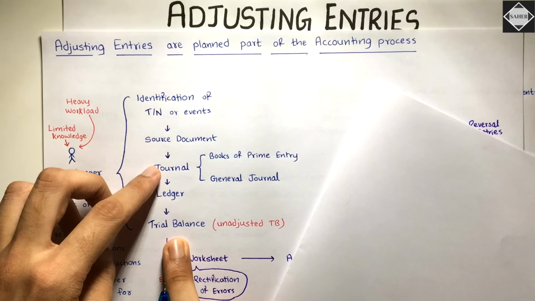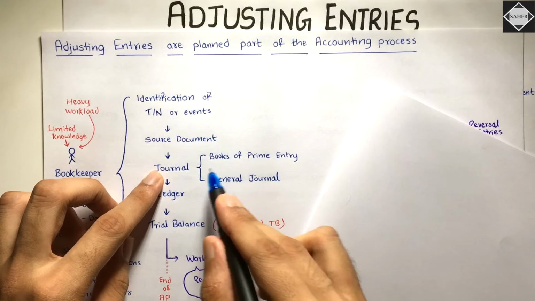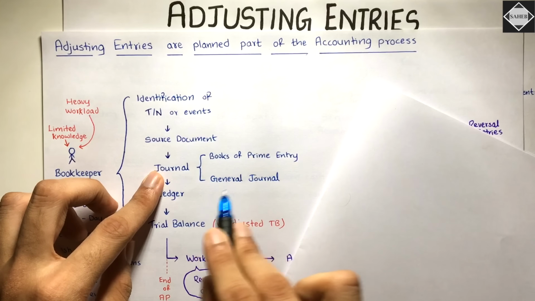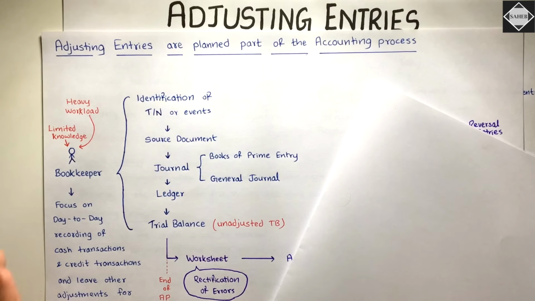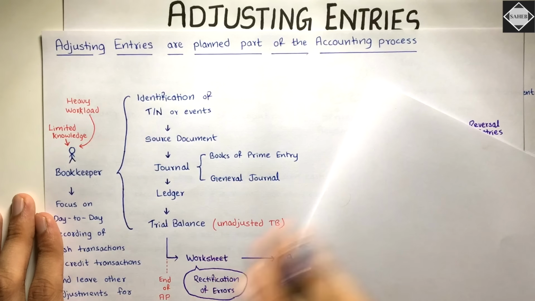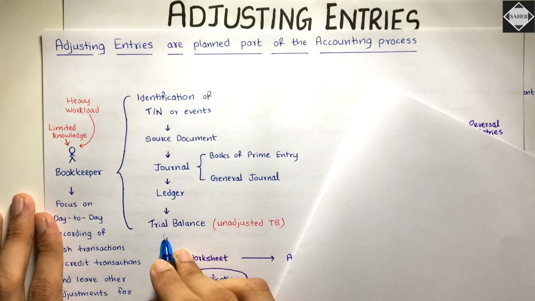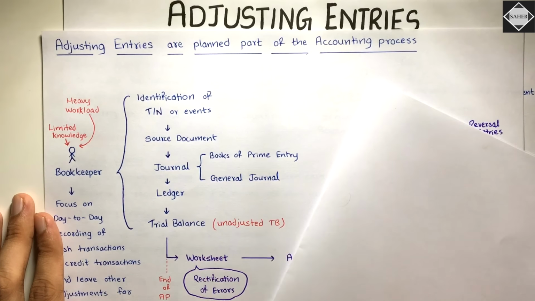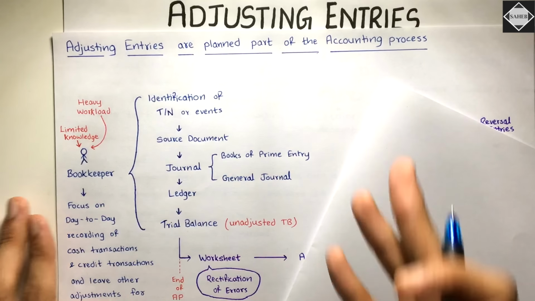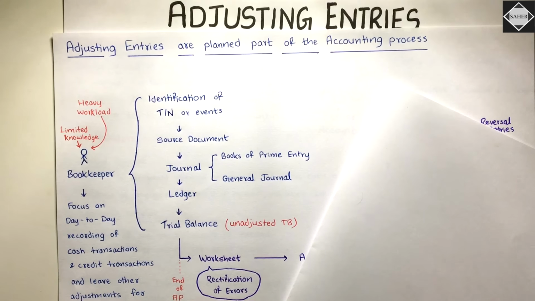Source document, then the journal. Journal consists of two things, as you all know now: subsidiary books and the journal proper, also known as books of prime entry or general journal. Then you have ledger postings, which we do in the general ledger, or just ledger. Then the trial balance is prepared from all the debit and credit balances which we get from the ledger. All this is done by the junior accountants or the bookkeeper, and there can be many people involved in this.